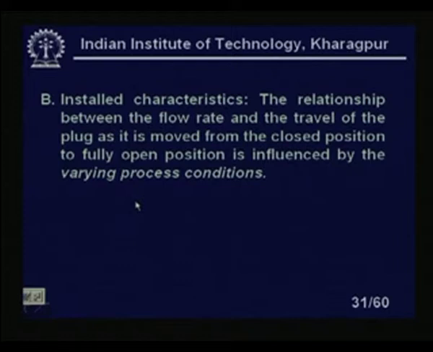Let us come to the installed valve characteristics. The relationship between the flow rate and the travel of the plug as it is moved from the closed position to the fully open position is influenced by the varying process conditions. So far we have not considered the process condition, but this will also depend on the process conditions.